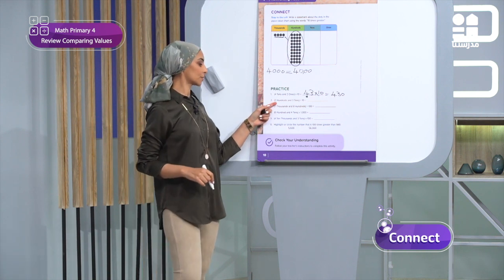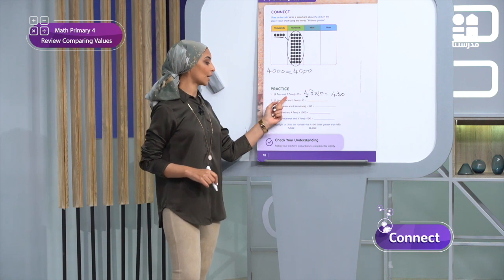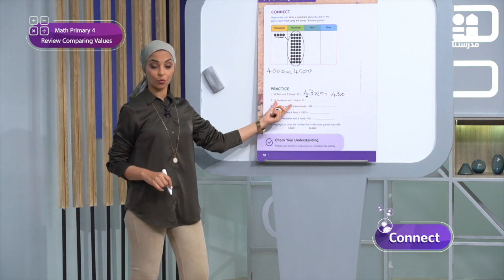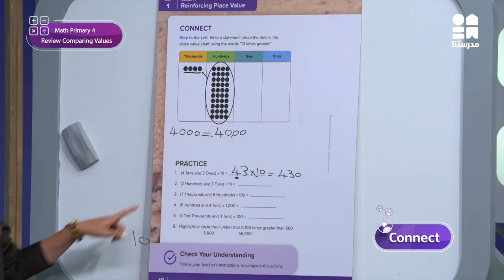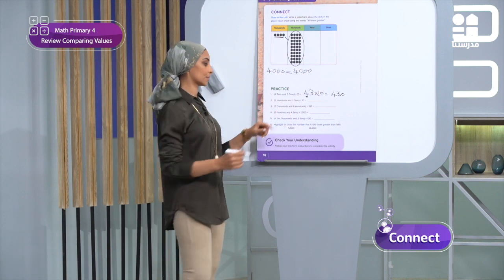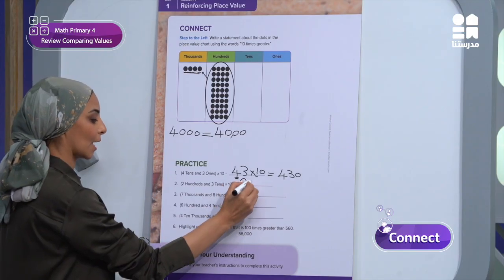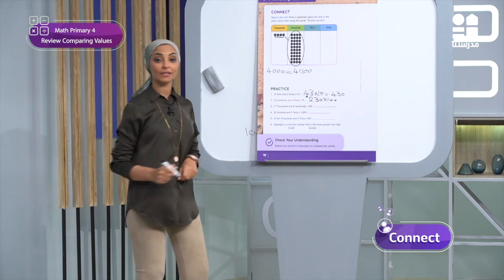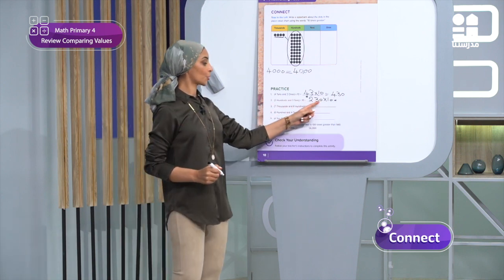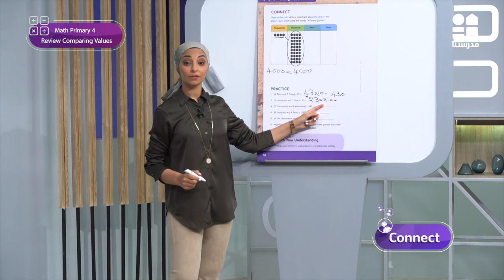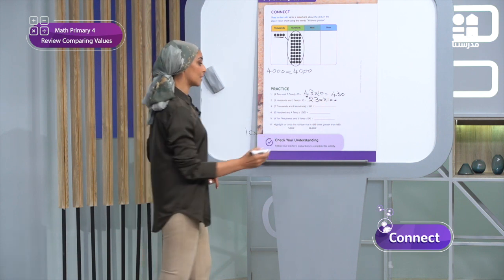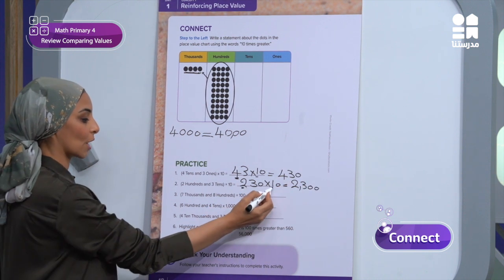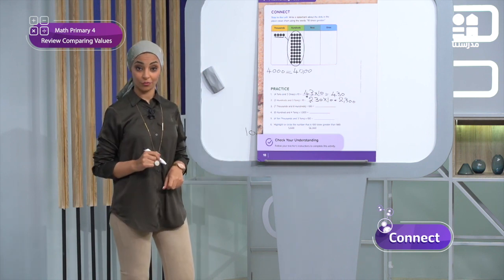Let's move to the second one. Here, 203 tenths times 10. Let's first write this as a number, or as a number in standard form. Okay? 203 tenths times 10. Who can tell me 203 times 10 equals what? Yes, times 10, it will be 2030. To move from 100 to 1000, I multiply by 10, right?